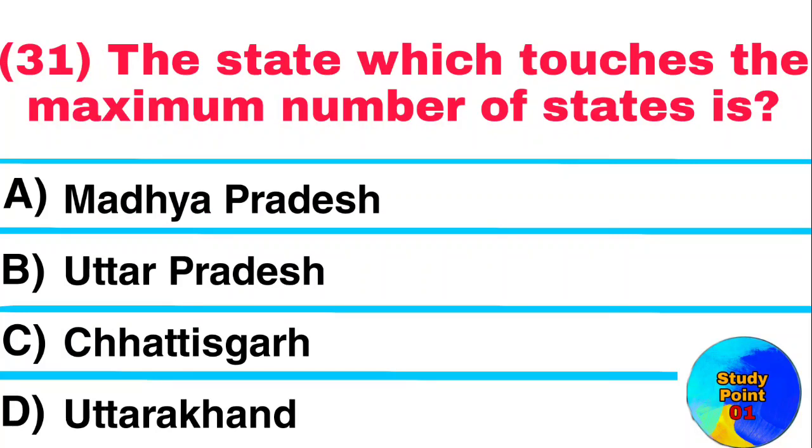Question. The state which touches the maximum number of states is? A. Madhya Pradesh. B. Uttar Pradesh. C. Chhattisgarh. D. Uttarakhand. Answer. Uttar Pradesh.